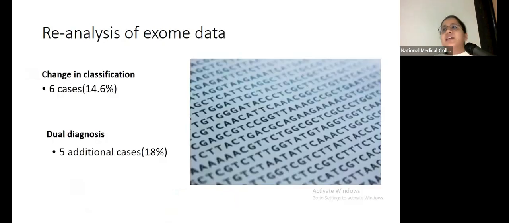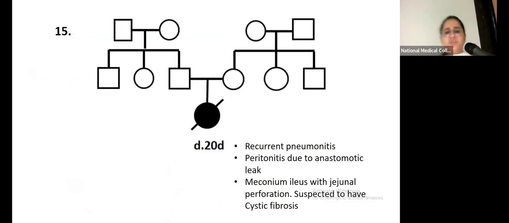Now let's come to the DNA exome data. We had the NGS data of the majority of our patients, and we found that we could upgrade or downgrade the classification and found a dual diagnosis in many such cases. In this particular case, the child died at 20 days due to recurrent pneumonitis. There was peritonitis, meconium ileus, suspected to have cystic fibrosis.